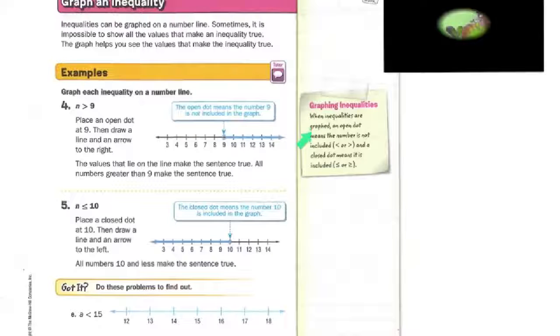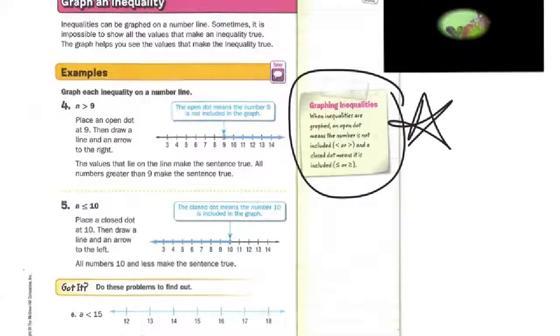When inequalities are graphed, an open dot means the number is not included, less than or greater than, and a closed dot means it is included, so less than or equal to or greater than or equal to. This is really important, so you want to put a big star by that. The way you graph it is you simply find the number, put the open or the closed circle on the number, and then you graph by drawing a solid line to the right or the left. If it's greater than, we go to the right. That means it's getting bigger. If it's less than, you go to the left. Think L, less than, left. Less is left. That's very important.